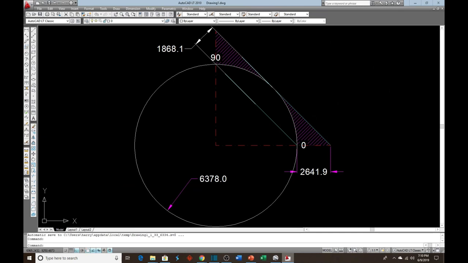Well, I thought I would make a little drawing here on AutoCAD. And the circle you see has a radius of 6,378 meters. That's the radius. I've drawn a 0-degree line for the prime meridian, a 90-degree line vertically there. And you can see on the right-hand side, 2,641,900 meters. That is that elevation to a line that is tangent to the surface of the Earth.